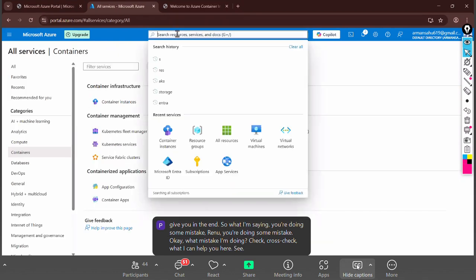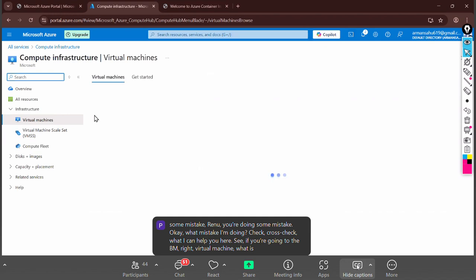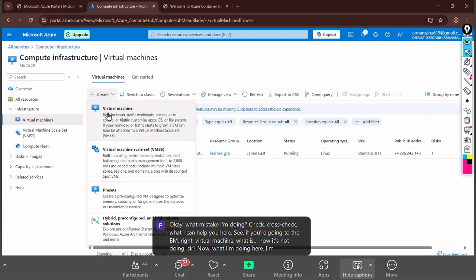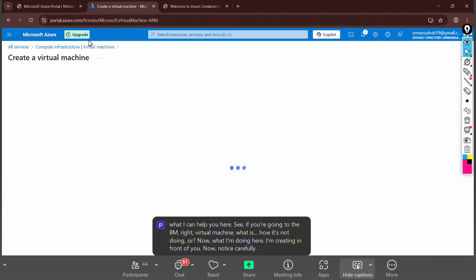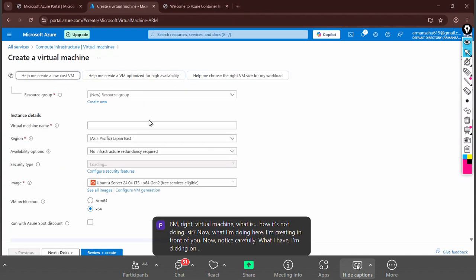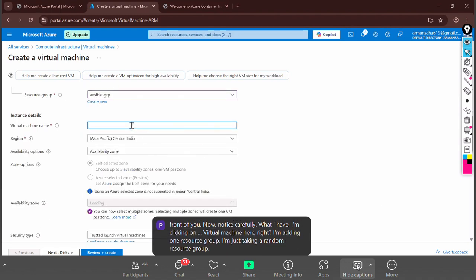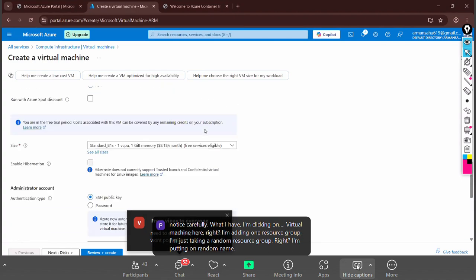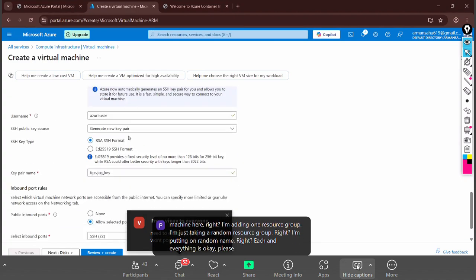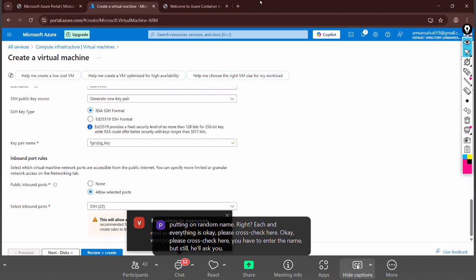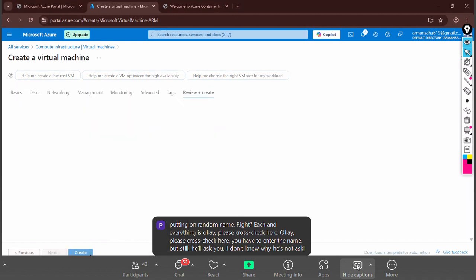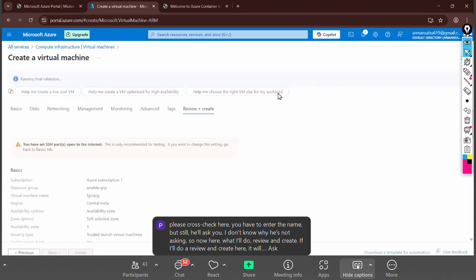See, if you're going to the VM, the virtual machine, why is it not doing this? Now I'm creating it in front of you. Notice carefully. I'm clicking on virtual machine here. I'm adding one resource group, just taking a random resource group, and putting in one random name. Each and everything is okay. Please cross check here. You have to enter the name, but still it will ask you. I don't know why it's not asking. So now here, what I'll do is review and create.